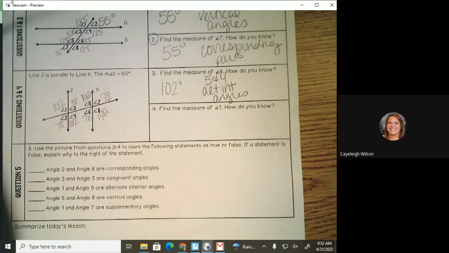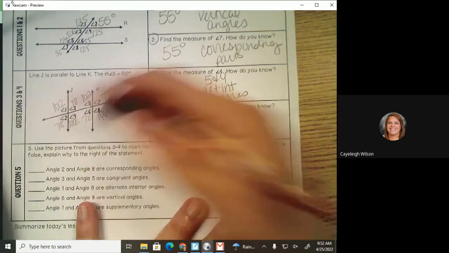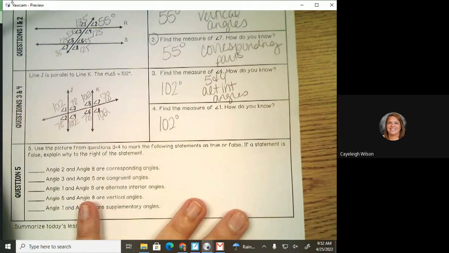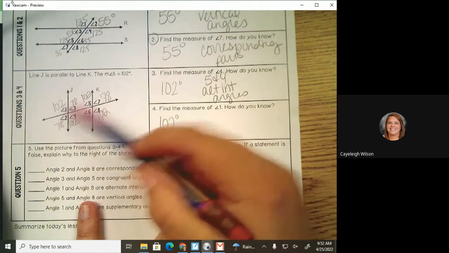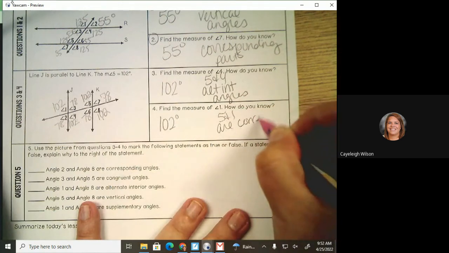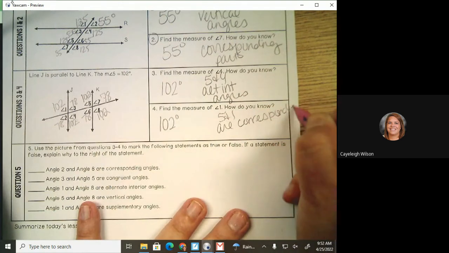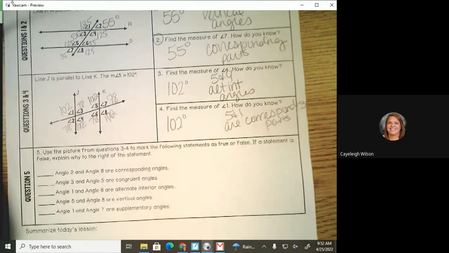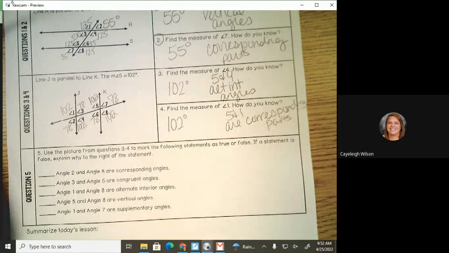All right, and then number 4, the measure of angle 1. We also see that that's 102. And we found that one because 5 and 1 are corresponding parts. All right, if you haven't done number 5, take a second. Do number 5.